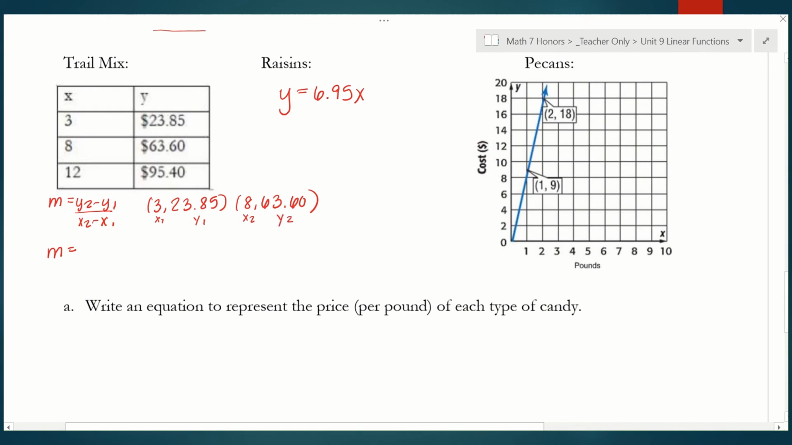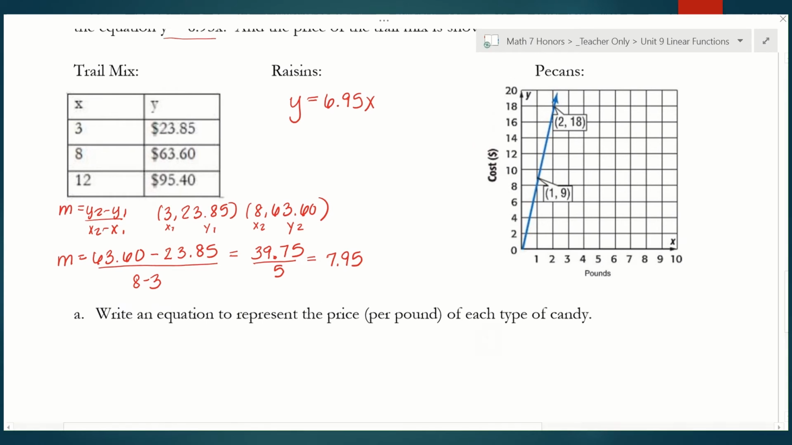So my change in y would be 6360 minus 2385 over 8 minus 3. All right, so if I subtract the top, I'm going to get 3975 over 5. And if I divide that, I get 795. Okay, so I have my slope for trail mix.